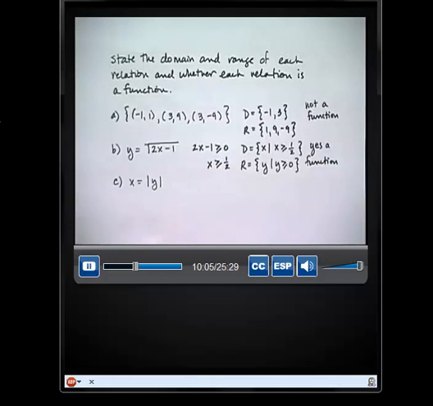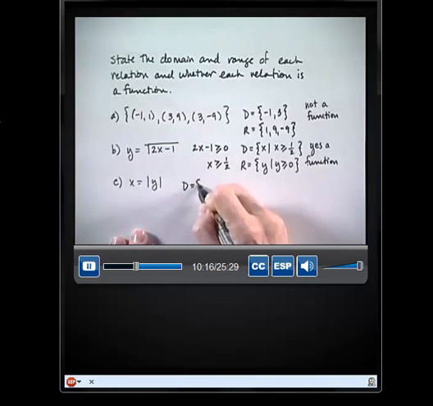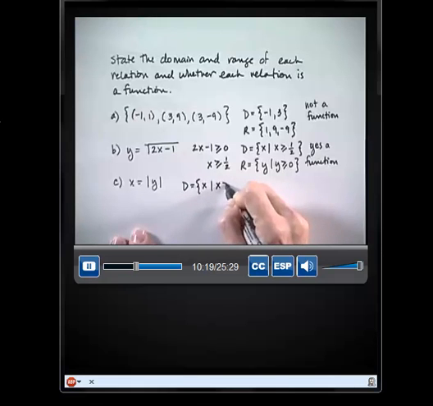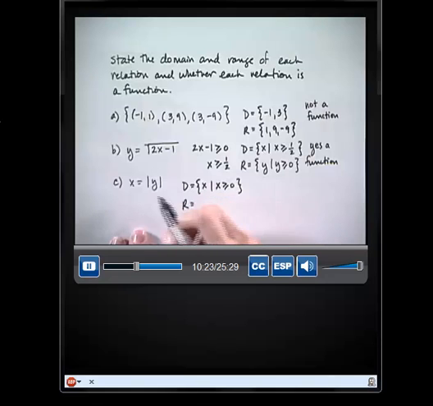In our third example, x is equal to the absolute value of y. So the domain is the set of x's, and since x is equal to the absolute value of something, it's going to be positive numbers, so we say the domain is numbers greater than or equal to 0. Now the range is the set of y values. Anything can be put into an absolute value, so we'll say that the range is all real numbers, and I'll write that as an interval from negative infinity to infinity, or you could write all real numbers.